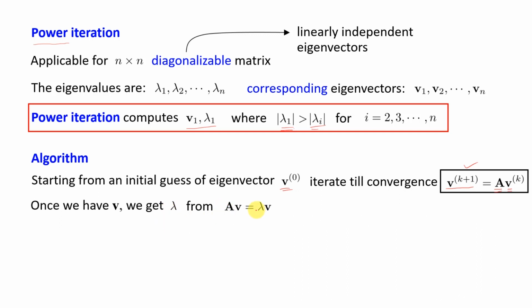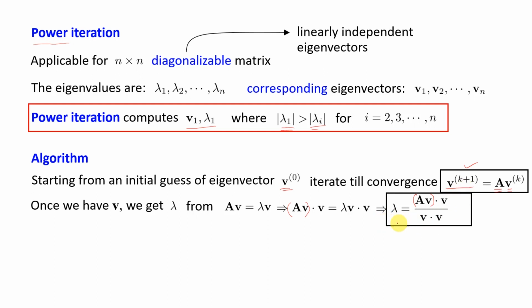I come to Av equals lambda v, and then I take an inner product: Av dot v is equal to lambda v dot v. Av dot v is a scalar and v dot v is also a scalar, since Av is a vector just like v, of the same dimension, so their dot product will be a scalar. First I compute Av and then take the dot product with v. So my lambda will be Av dot v divided by v dot v. That gives us the eigenvalue.